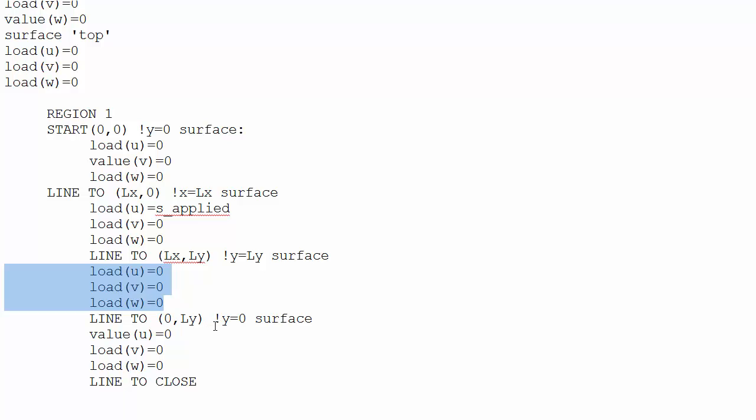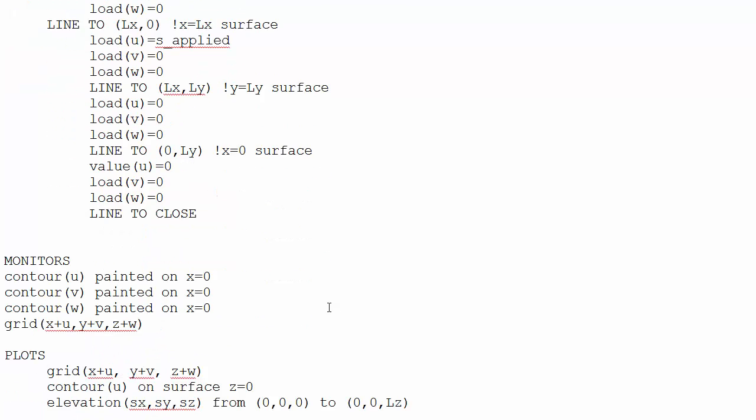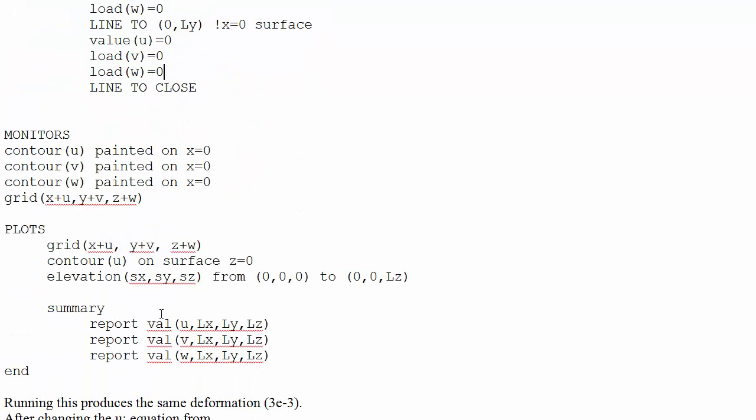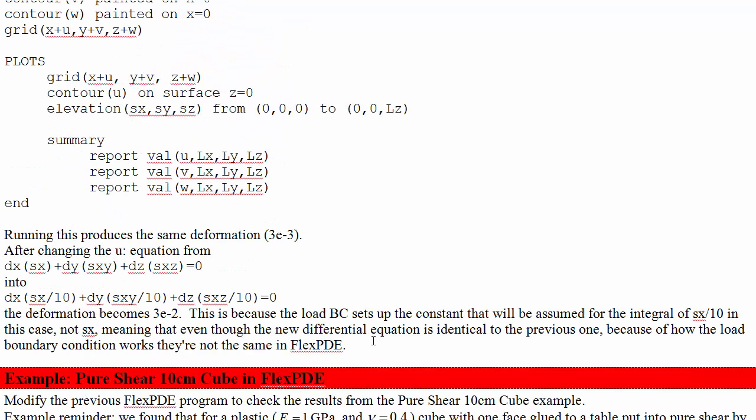On the, this is actually a typo, on the x equals 0 surface, yeah, there we go, that makes more sense. On the x equals 0 surface, down here, we've got no x displacement, and we've got no stresses in the other dimensions. Okay, and then you can set up some monitors to look at the variables that you're looking for.